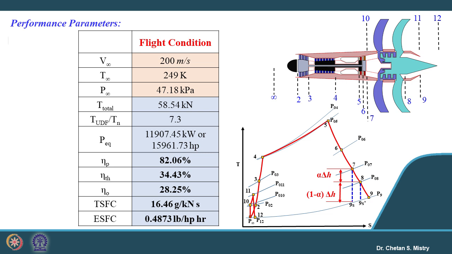Let us come to the conclusion. For this unducted fan engine, flying at 200 meter per second at an altitude of 6 km, where the pressure and temperature are given, we have calculated the total thrust. Then we found the thrust ratio. We have also calculated the equivalent power. We have calculated propulsive efficiency, thermal efficiency, overall efficiency, thrust specific fuel consumption, and equivalent specific fuel consumption for this engine configuration. So, here we are stopping.